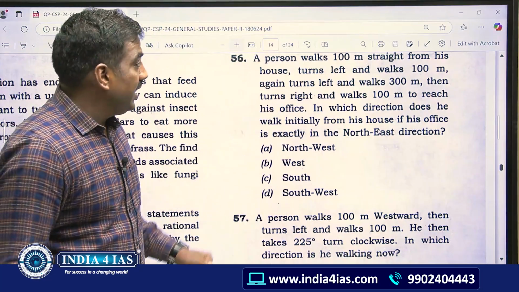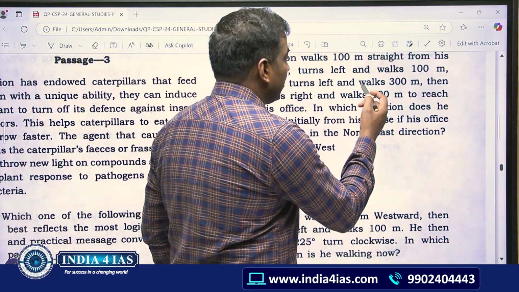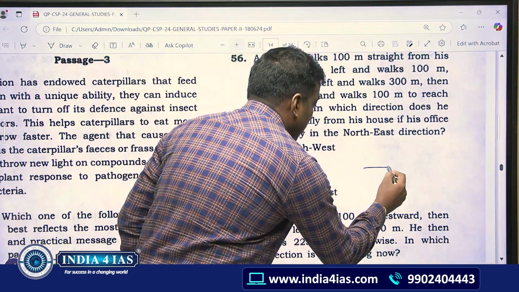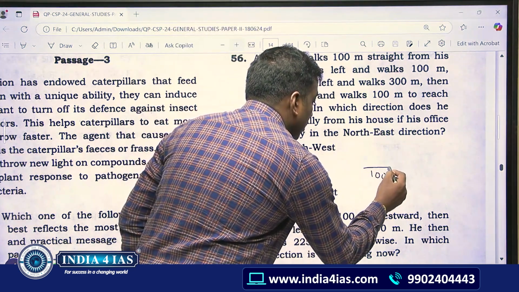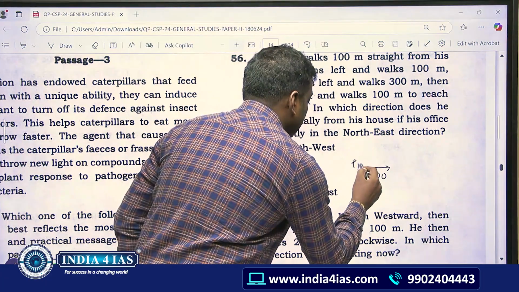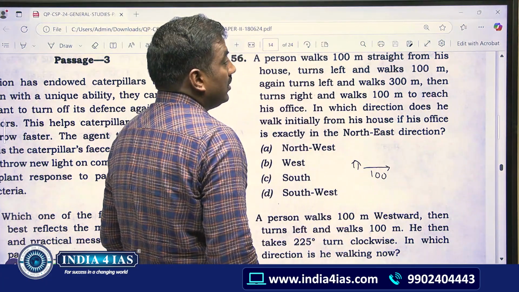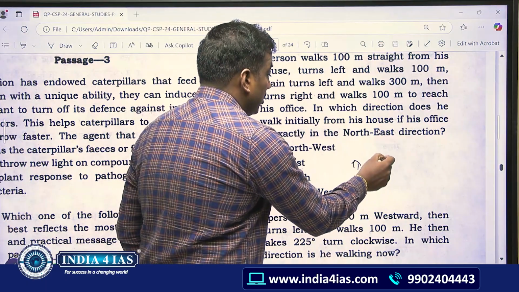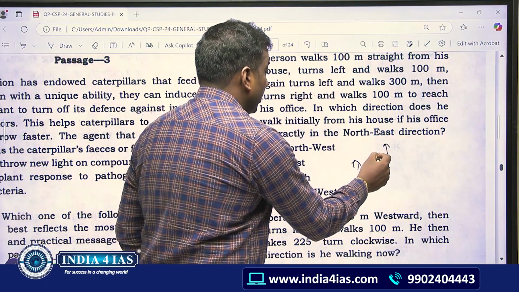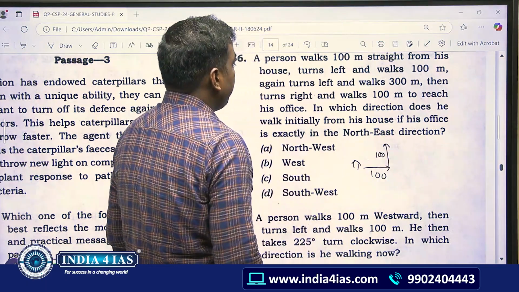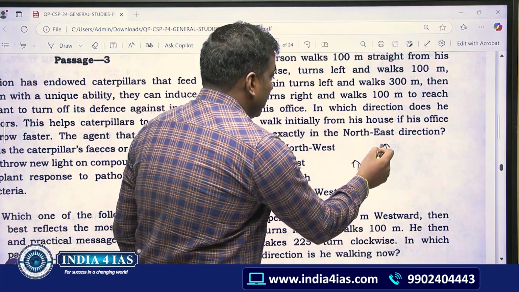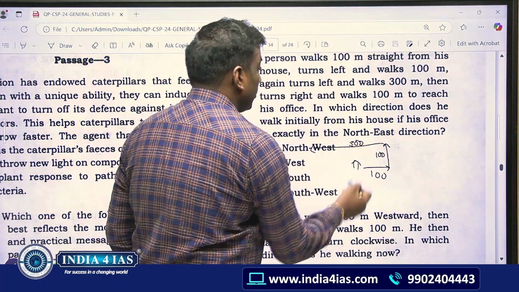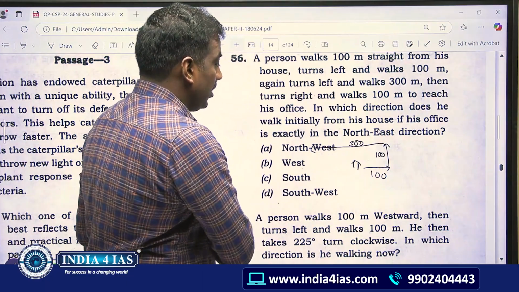So let us see. A person walks 100 meters straight from his house. Let's say this is his house. Then he turns left and walks 100. Then he turns left and walks 300. I have a space constraint here.